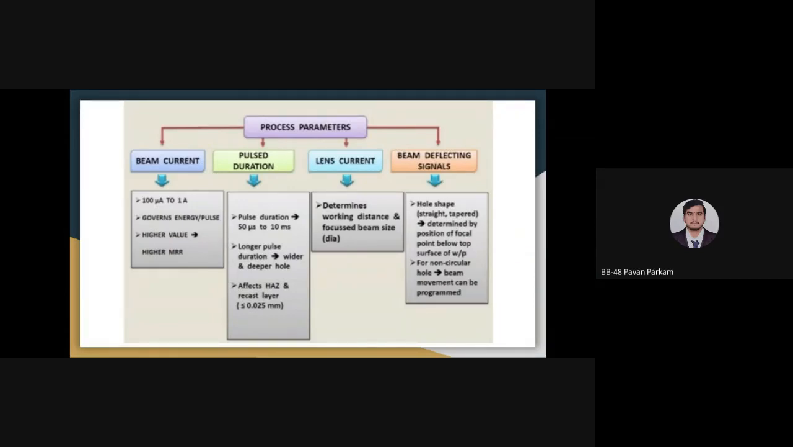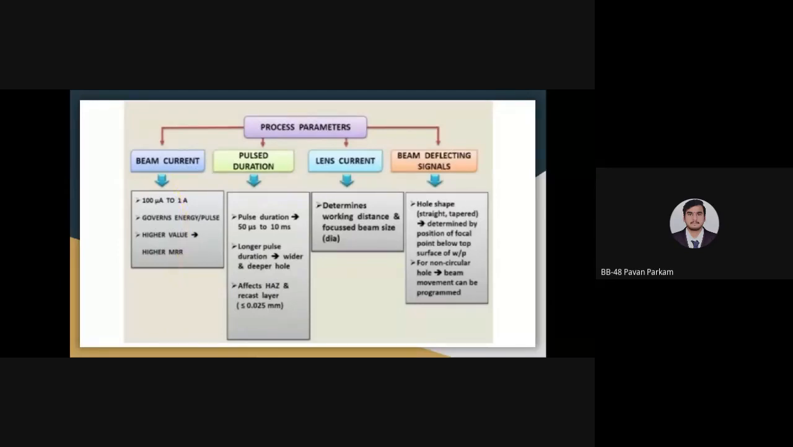So beam current is important, again the pulse duration, the current to the magnetic lens, and then the beam deflection signal. These are the four important parameters for this electron beam machine. Now we'll discuss one by one.